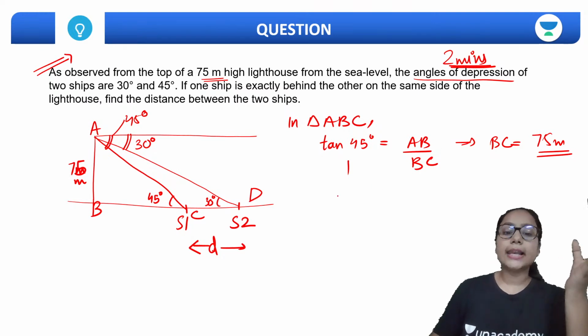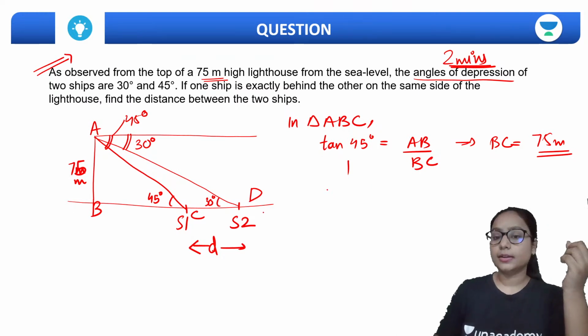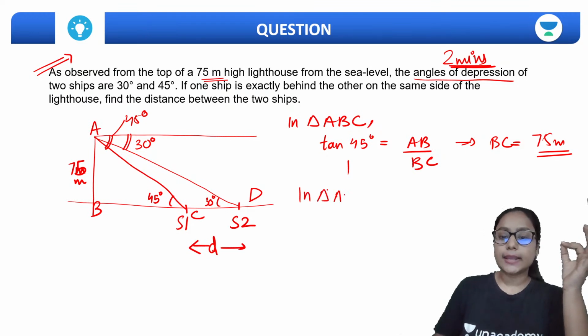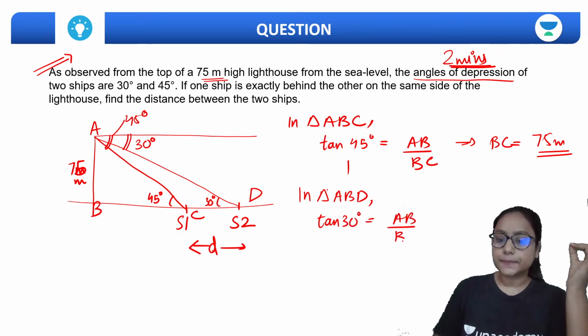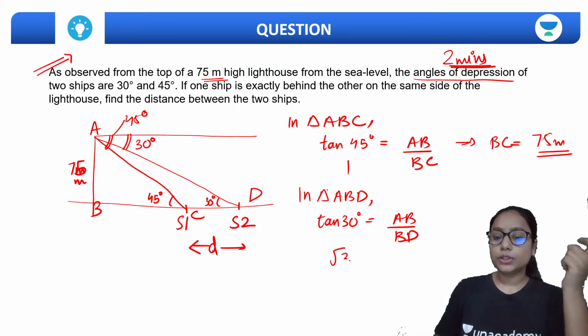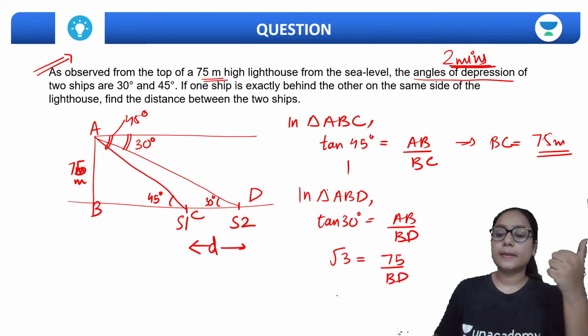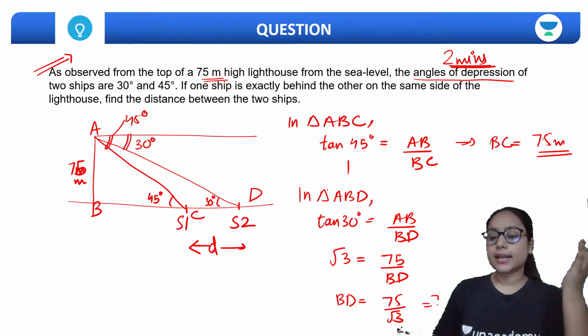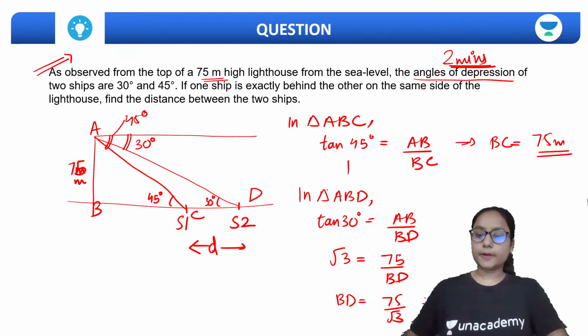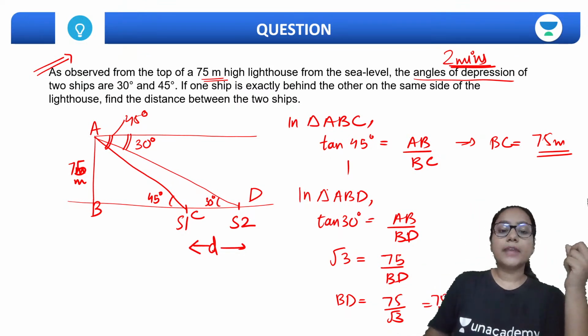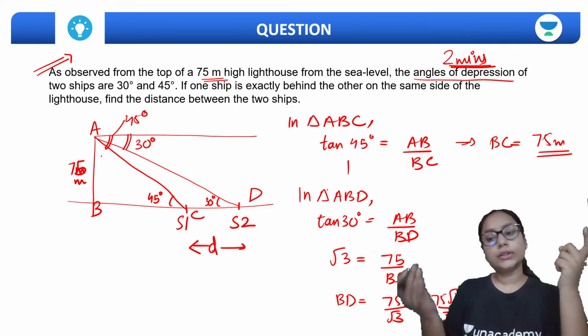What is the length of BD? For that, use the triangle ABD. Again, I can use tan 30 degrees. Tan 30 degrees will be AB upon BD. This means 1 upon root 3 is equal to 75 upon BD. BD is equal to 75 by root 3, which you can write as 75 root 3 by 3. I hope this part of the calculation is clear. We have just applied the trigonometric ratio in both these triangles.